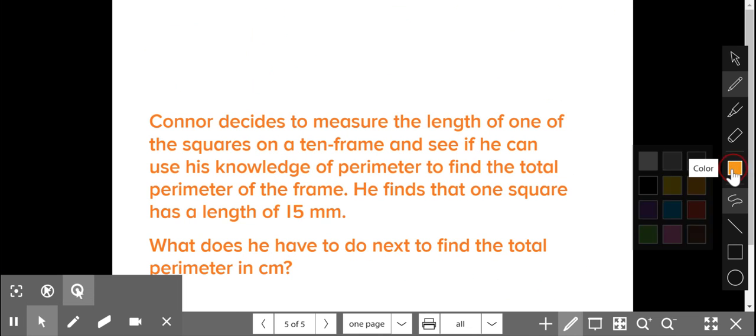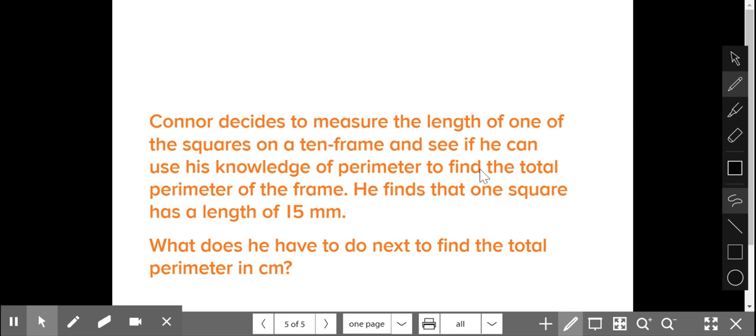Now this last one I'm a little disappointed in. It has some interesting stuff that makes it a little bit more complicated. Let's just read it, and I'm going to cross out the part that I think is complicated. Connor decides to measure the length of one of the squares, we'll just say 1 square, and see if he can use his knowledge of perimeter to find the total perimeter of this frame. It's a frame.